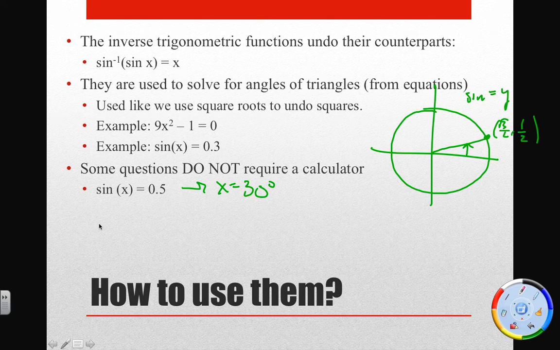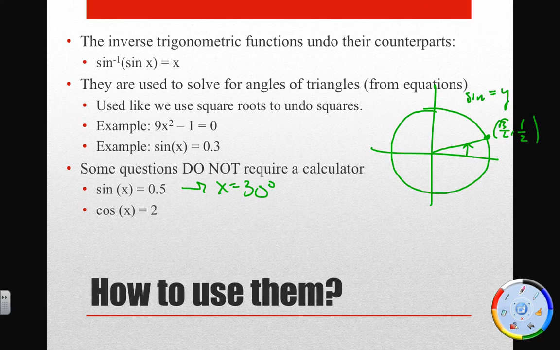Basically the question is, what angle, the sine of what angle equals 0.5? It's the same question up here with the 0.3. The sine of what angle equals 0.3? Well, there's no special angle that makes that statement, but there is one for the 0.5.